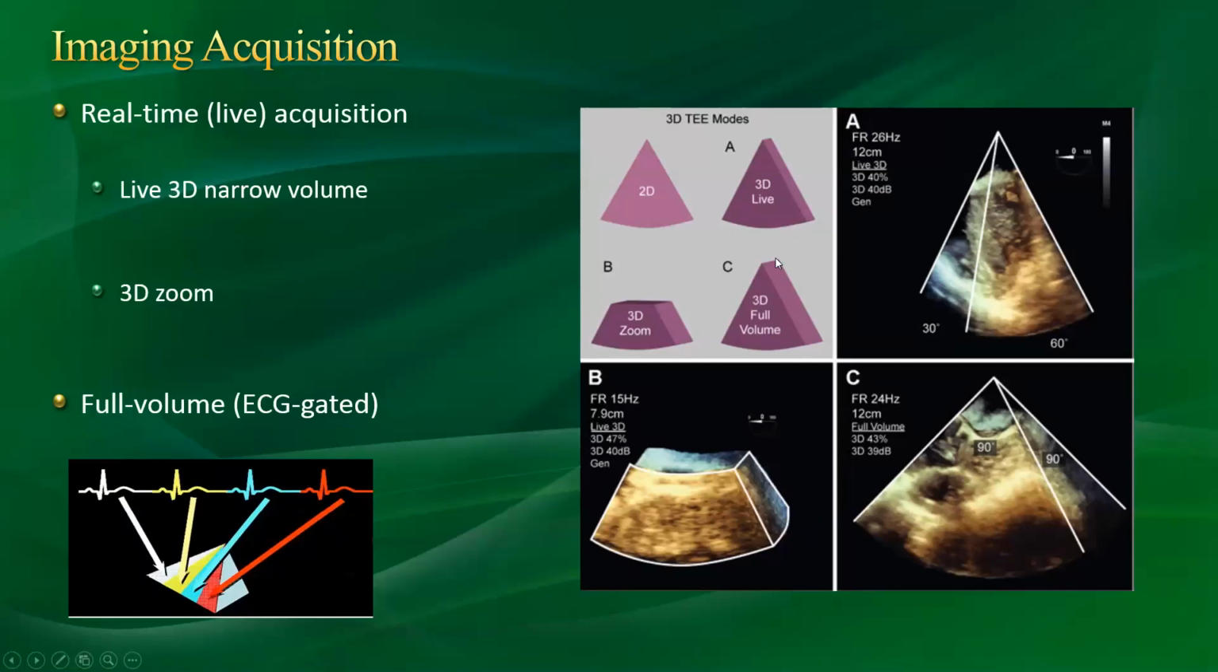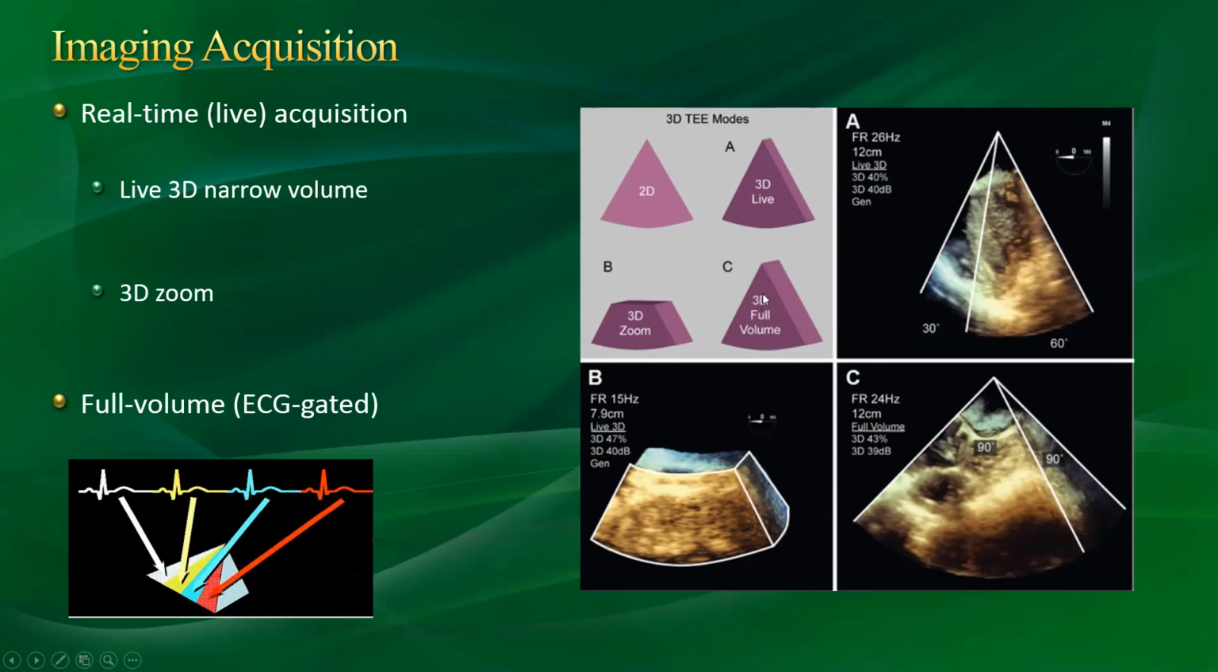And we have what we call a thick slice, the full volume. If you think about pizza slices, the live 3D is New York style, a thin slice. And the full volume is like Chicago style pizza, which is very thick. And the 3D zoom is just taking a zoom out of this.